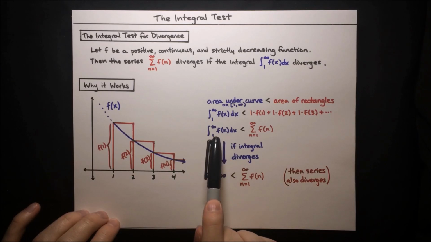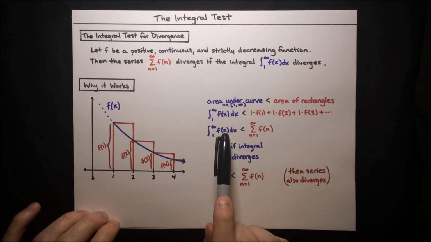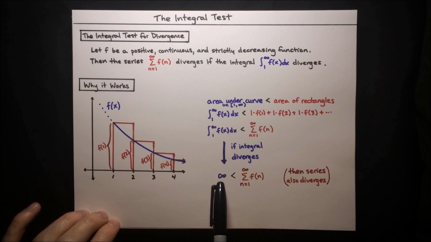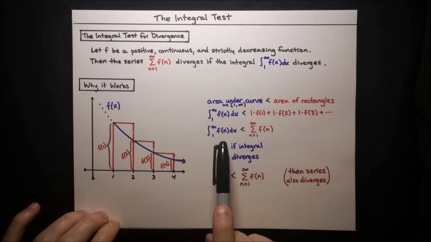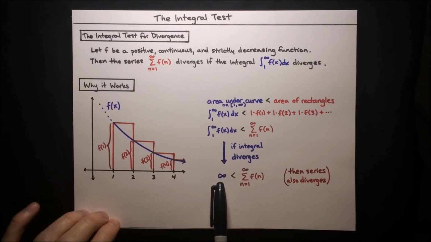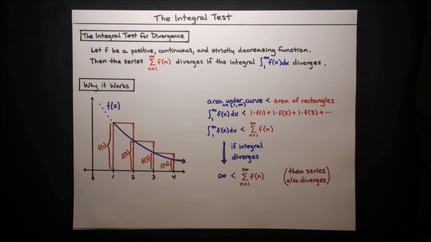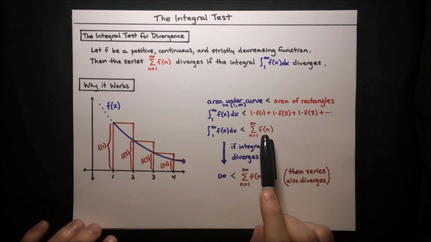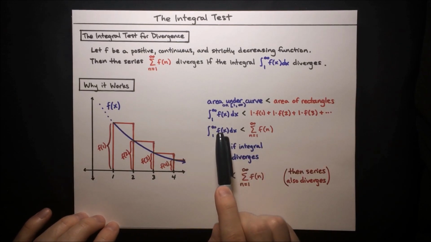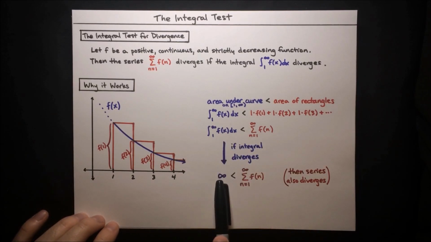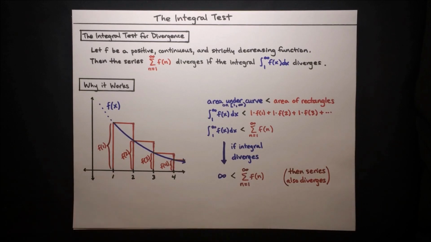Now, if the integral diverges, then the left-hand side of this inequality goes to infinity. Integral diverges just means it blows up to infinity. And if infinity is less than our series here, then our series also has to be infinite, which means the series also diverges. So to recap, the series always has to be bigger than the integral. So if the integral diverges to infinity, the series has to follow suit.